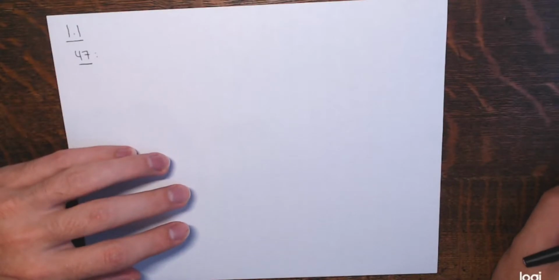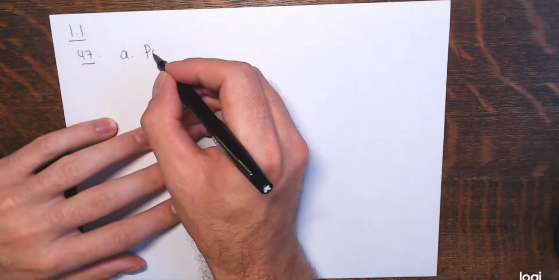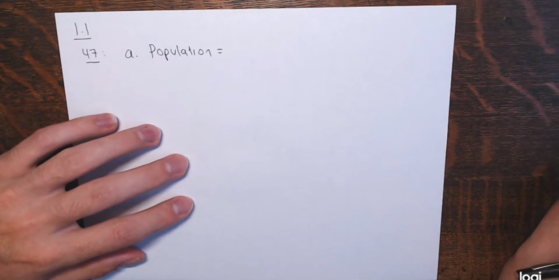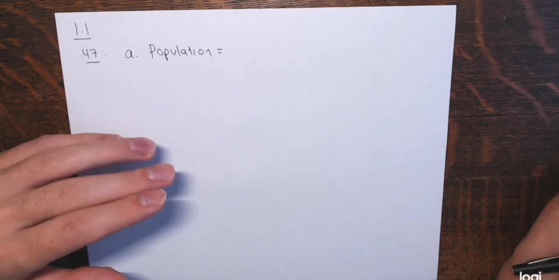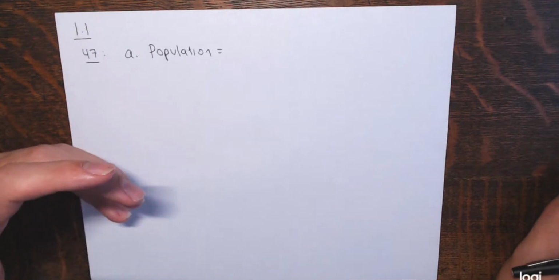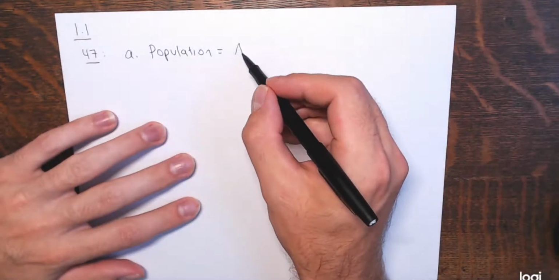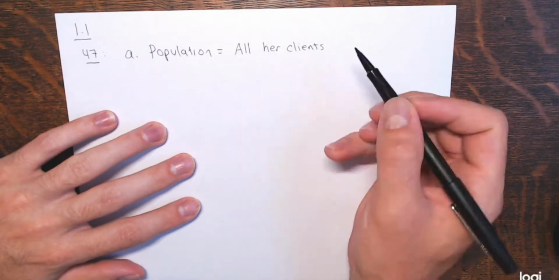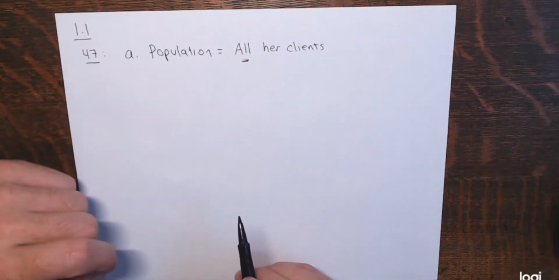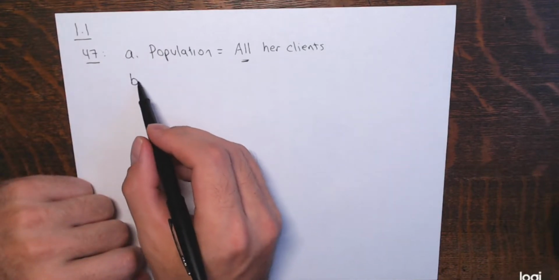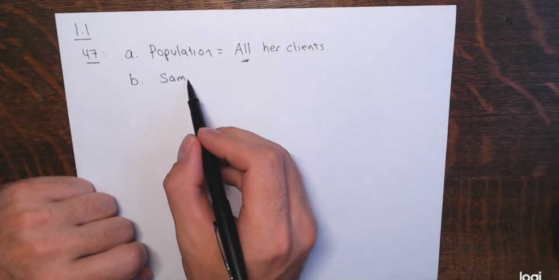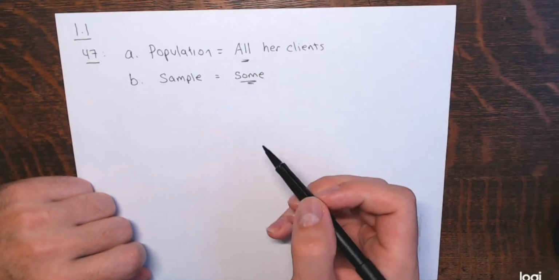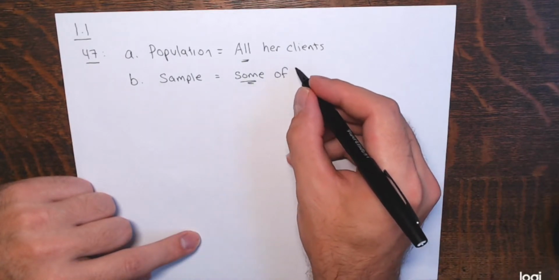So here the population is everyone she's considering. A marriage counselor is interested in the proportion of the clients she counsels. So the population is all her clients, right? Every single one of them would be considered the population here. Whereas a sample would just be some of her clients, a subset of her clients that she counsels.